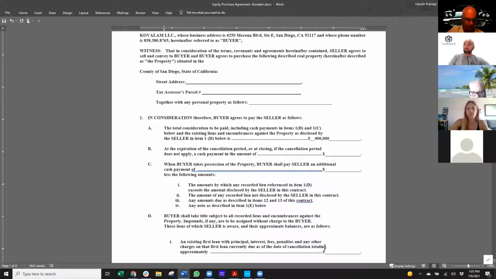So at section B, it says, at the expiration of the cancellation period, and this is something we'll discuss in the contract, is that when a buyer or seller agrees to sell a home while they're in default, which means that after they've got a legal notice of default filed against their property, they are allowed certain rights, which includes, most importantly, a 5-day right of rescission.